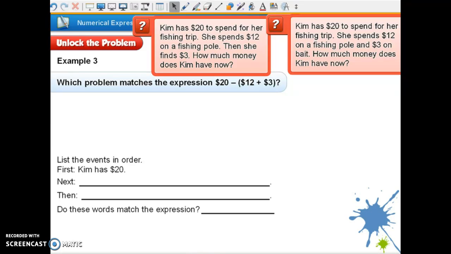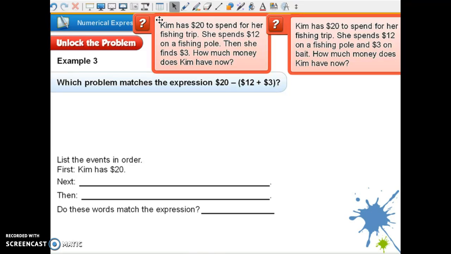So it says list the events in order. First, Kim has $20. Okay, so let's fill this out for this first expression. Kim has $20 to spend for her fishing trip. So that's there. Next, what does Kim do next? She spends $12. So underneath your first box on the left, you need to write Kim spends $12. Then what is the next step? What does she do? She finds $3. Do these words match the expression? So she has $20. She gives 12 of it to the clerk for her fishing pole, and then she finds 3 more. Is that what this says?